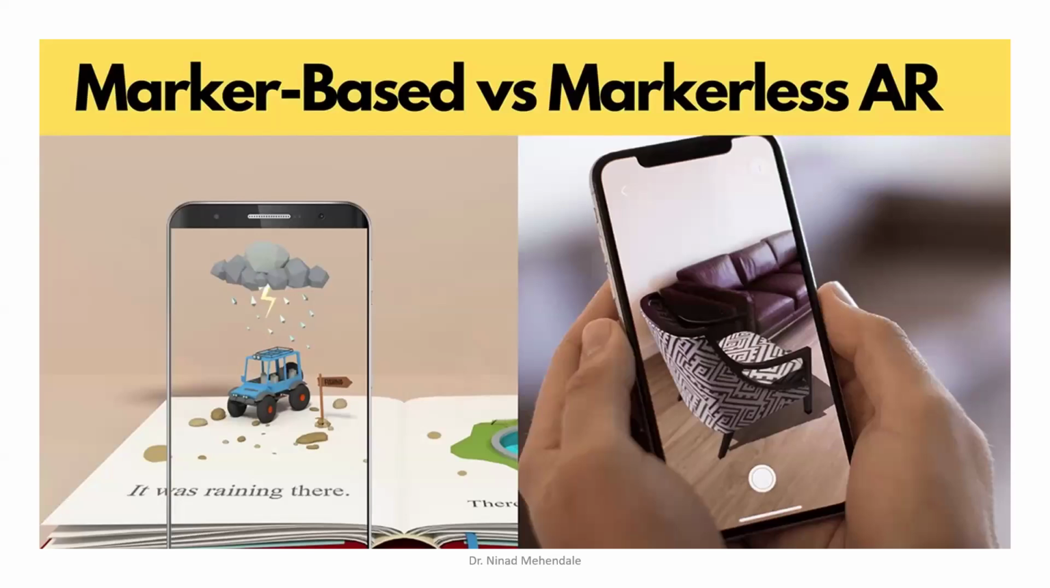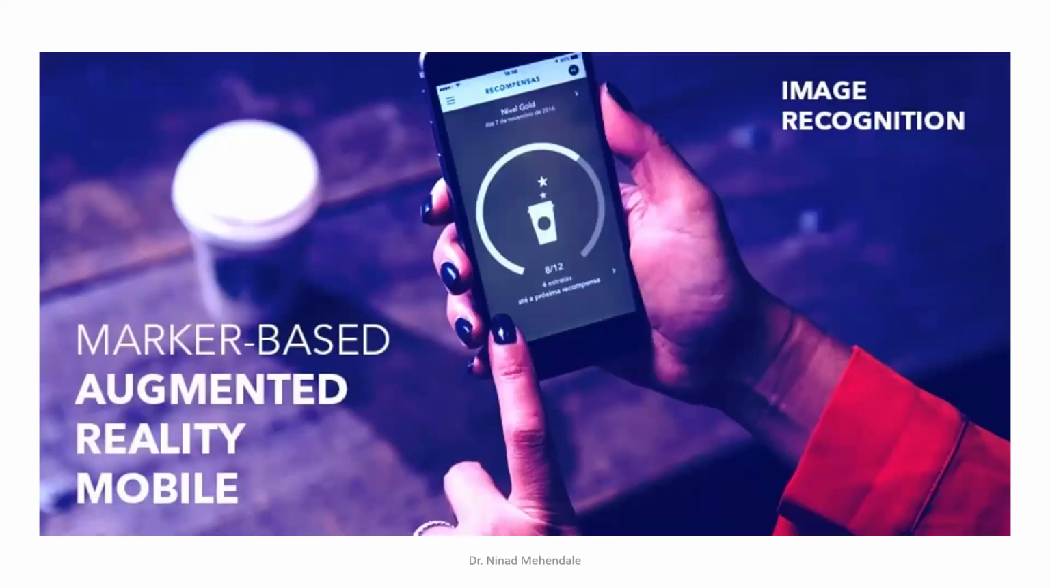So we'll start with the first part of the AR, which is marker based and markerless AR. So here you can see there is a book on which the tractor is standing in 3D and rain is happening over it. And then you can see this Amazon type application where you can place the sofa and you can see how it will look like in your room. So marker based augmented reality.